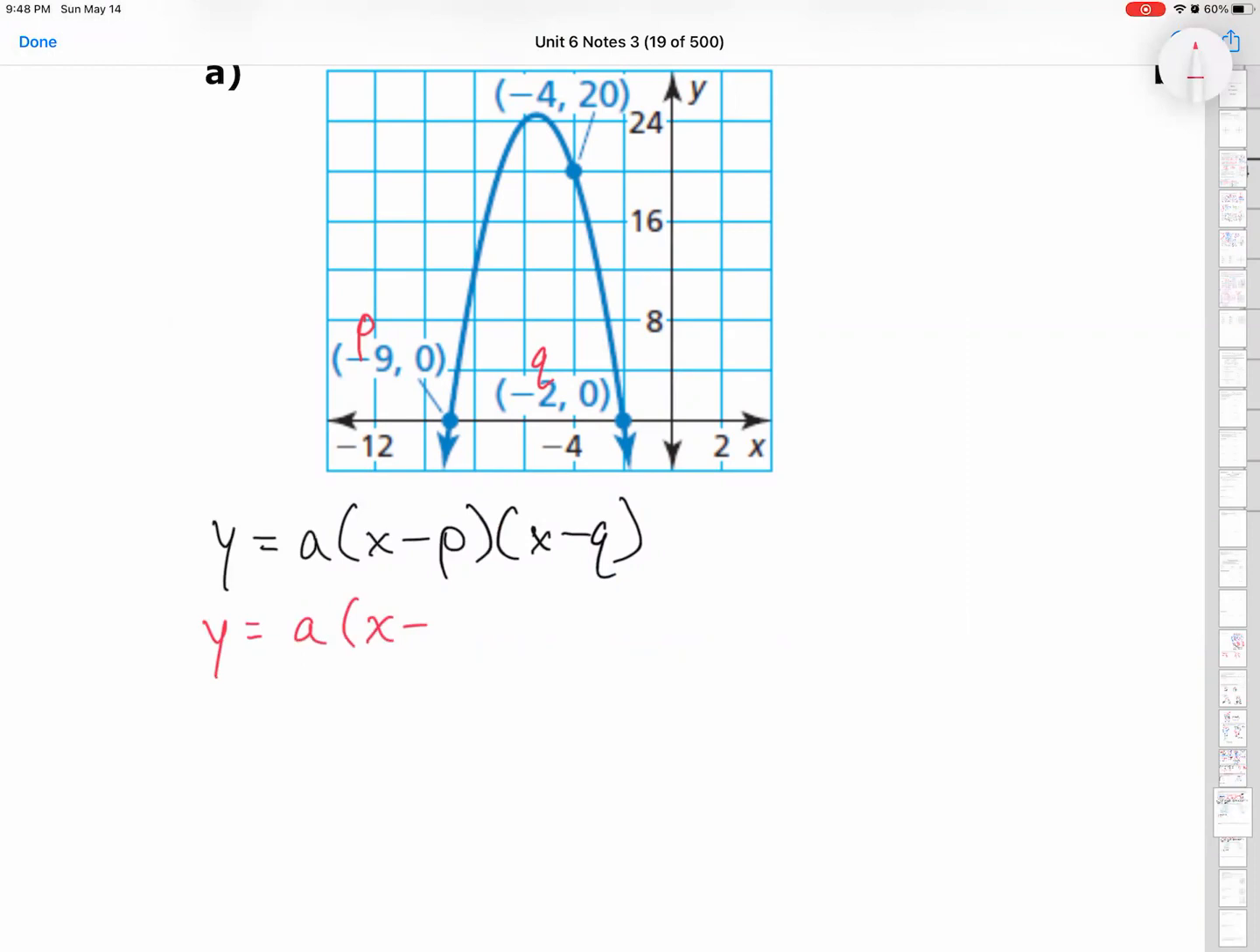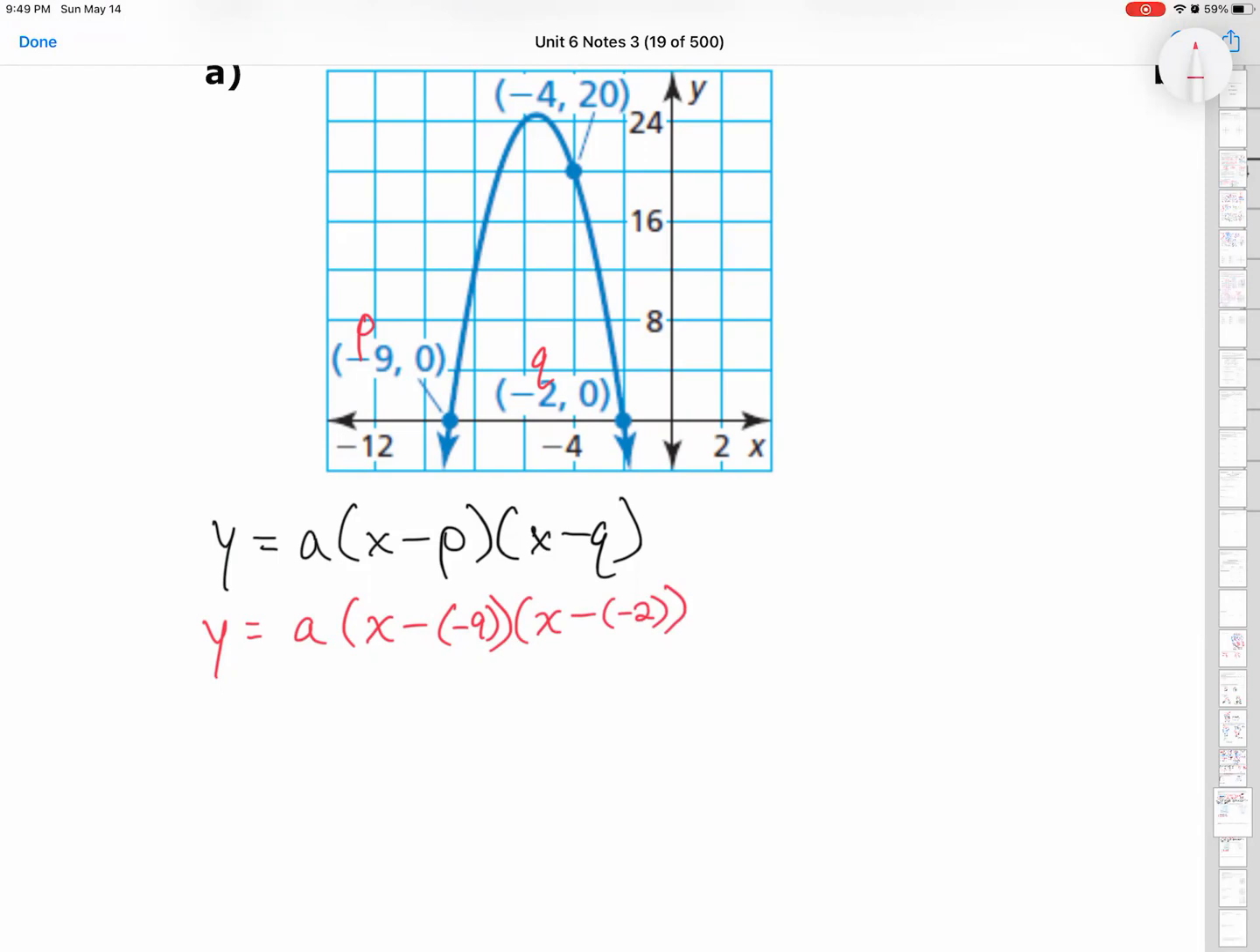Now P here, notice how it is -9. And so that's why P itself is -9. So they actually have two different negatives. Times x minus, our Q value here is -2. Again, because Q is negative, we have a separate negative there. One's from the formula, the other one just happens to be negative.